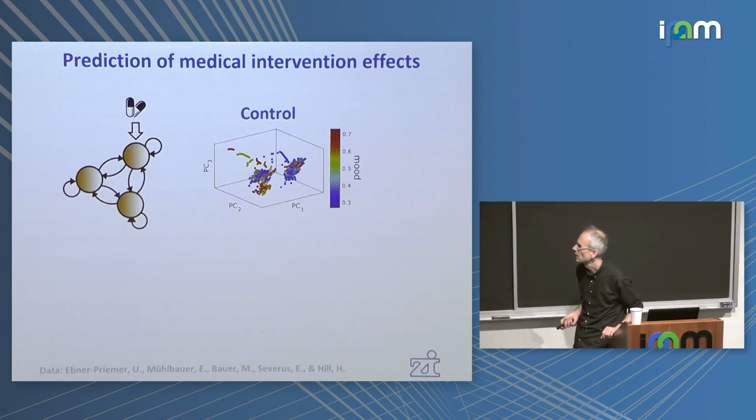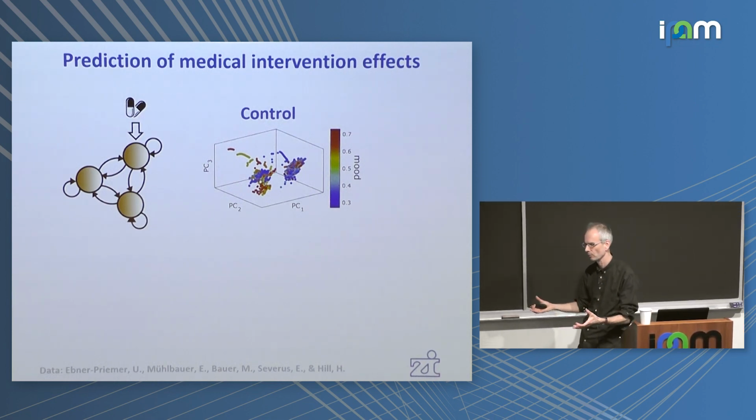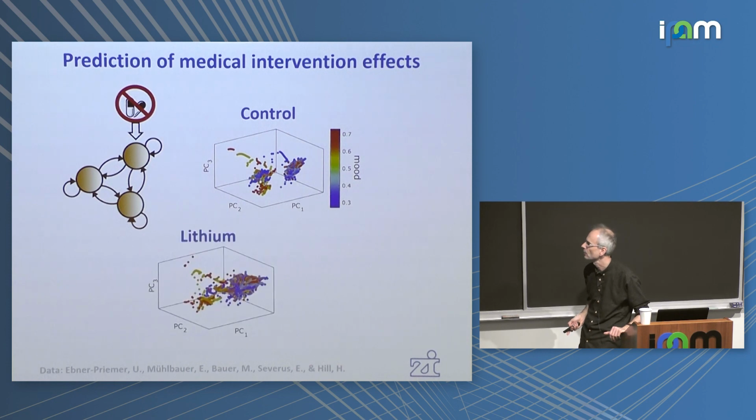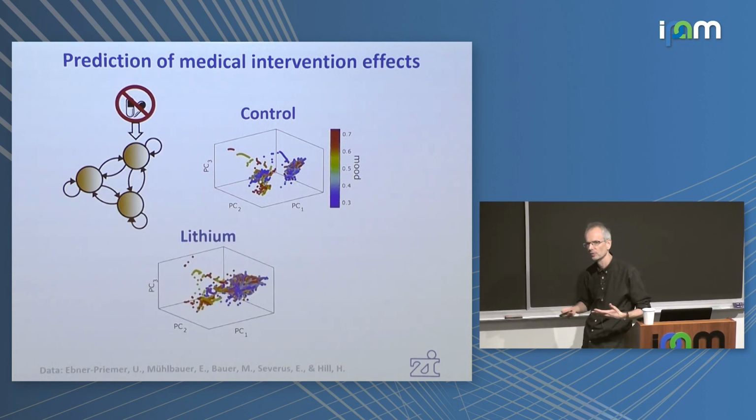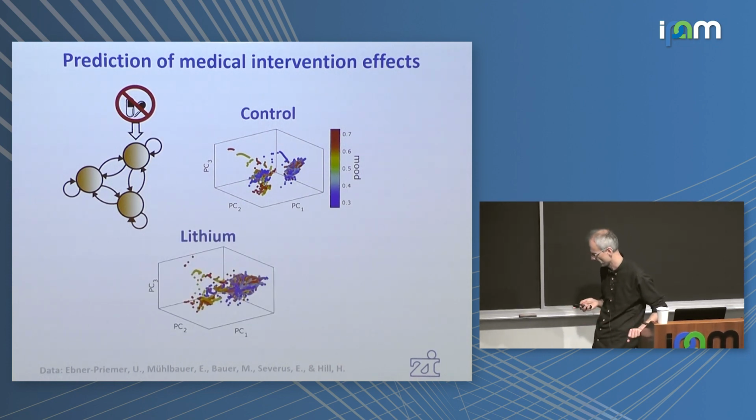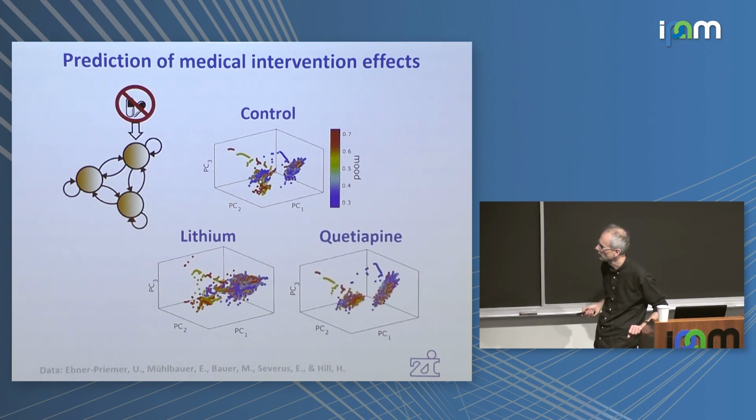So you can simulate, if you have information in your training set about medical interventions, then you can, for instance, look at what happens if I leave them away, and then you can analyze what happens with different types of drugs, like lithium in this case, or this one here, and you see that you get effects with some drugs and not with others. Sorry, I think I'm running out of time, so I won't go into more details here.